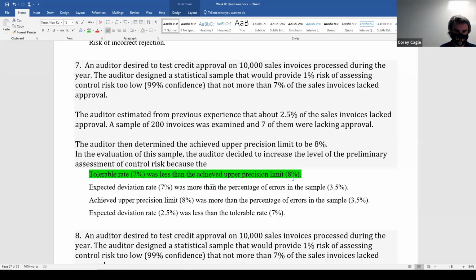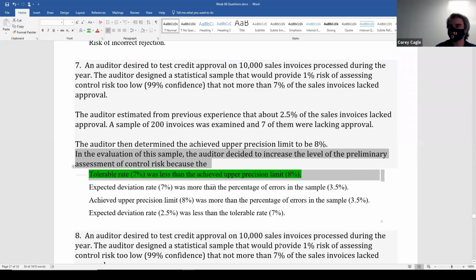It's a good question and a typical type question. Tolerable rate less than the achieved upper precision limit. That's a problem. Make sense? A lot of words, a lot of things to straighten out, but that's the entire concept of this. You didn't even have to read this question at all to answer it. All you had to do is look at this, and that's the question and answer, right? None of this background story means anything, but it's kind of nice to see a real life example of they did this and they found this, you know, they assessed it at this and they looked at past experience and they got an expected deviation rate of this. Kind of drives some of the points home a little bit.